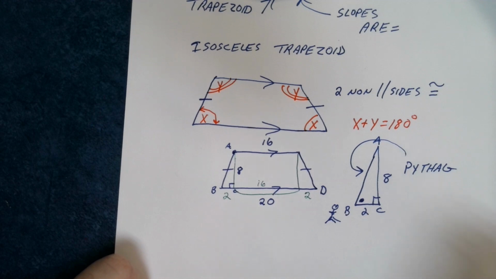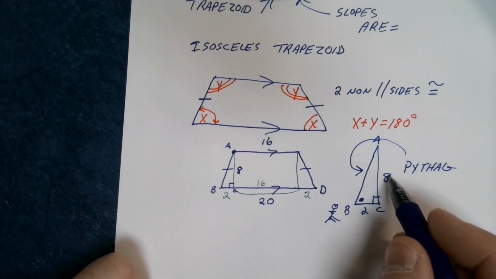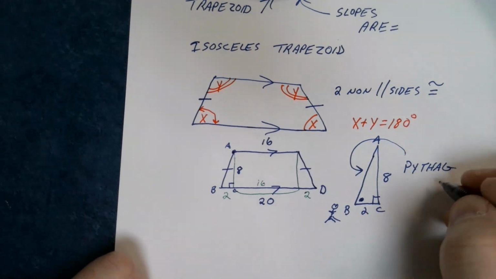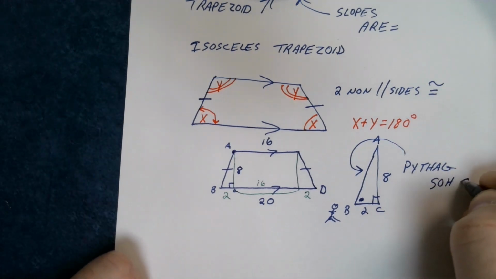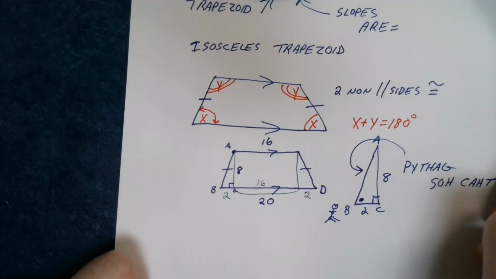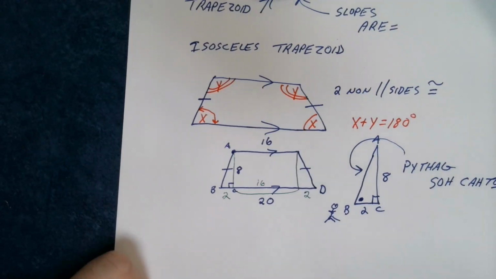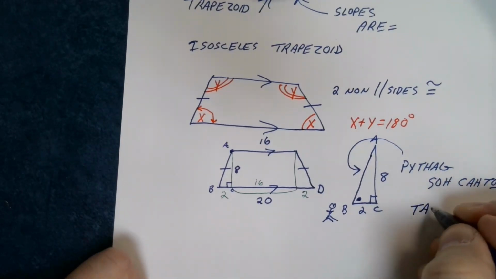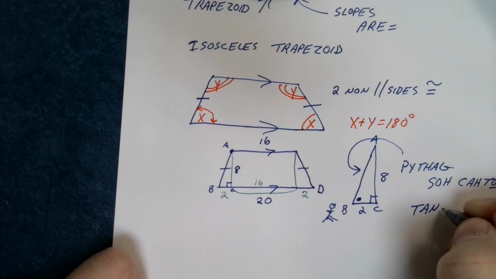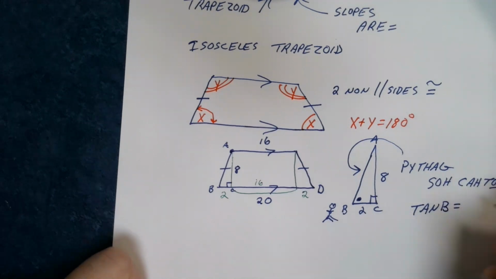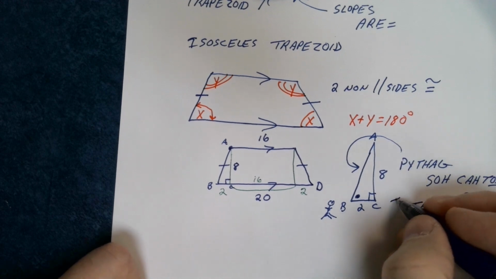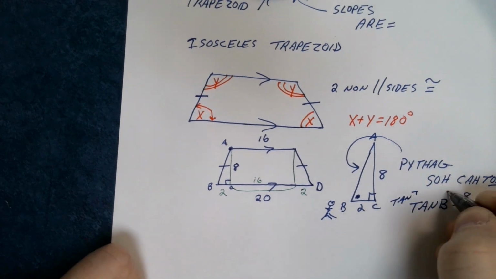But I think maybe most of you have seen this now. This side would be the opposite and this side would be the adjacent. And we know we have SOH CAH TOA, and opposite and adjacent would be a tangent. So then I could write the tangent of that angle B is equal to the opposite side 8 over the adjacent 2. And then I would hit tan inverse on my calculator, and I would do it on the other side too.